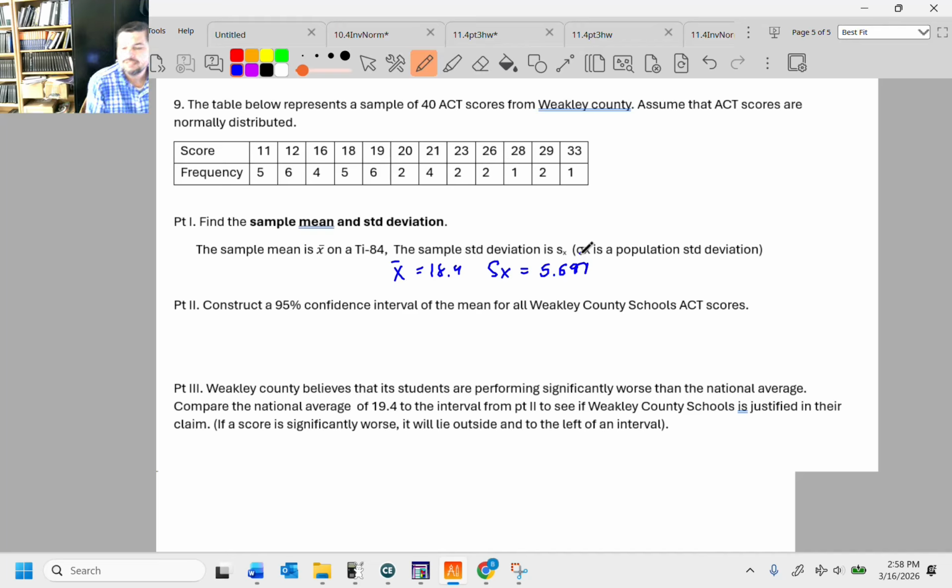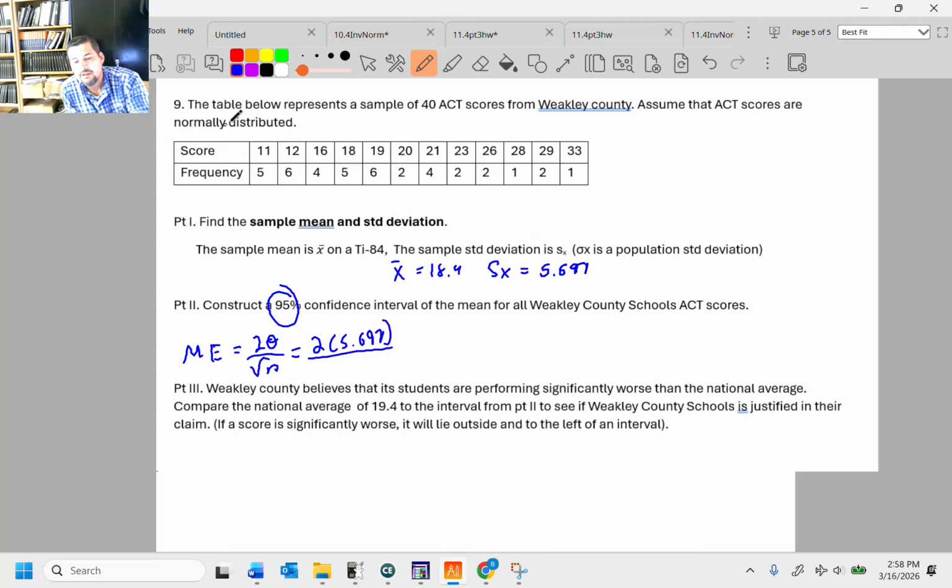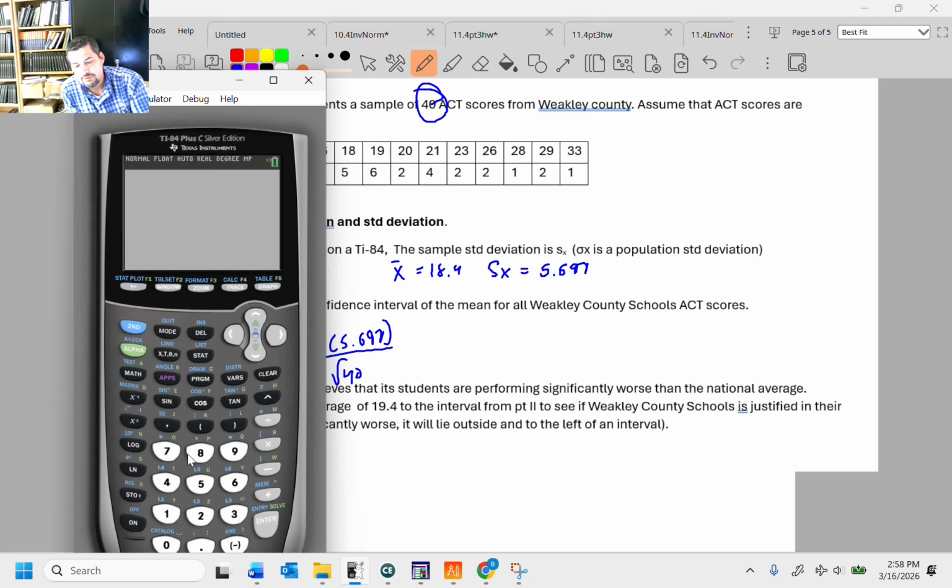All right, now we want to construct a 95% confidence interval. To construct a confidence interval, you got to find the margin of error. It's 95%, so the margin of error is 2 sigma sitting over the square root of n. So sigma ended up being, in this case, Sx, 5.697. There's 40 ACT scores sitting pretty over the square root of 40. So we got twice 5.697, and that's sitting pretty over root 40. And it's about 1.802.